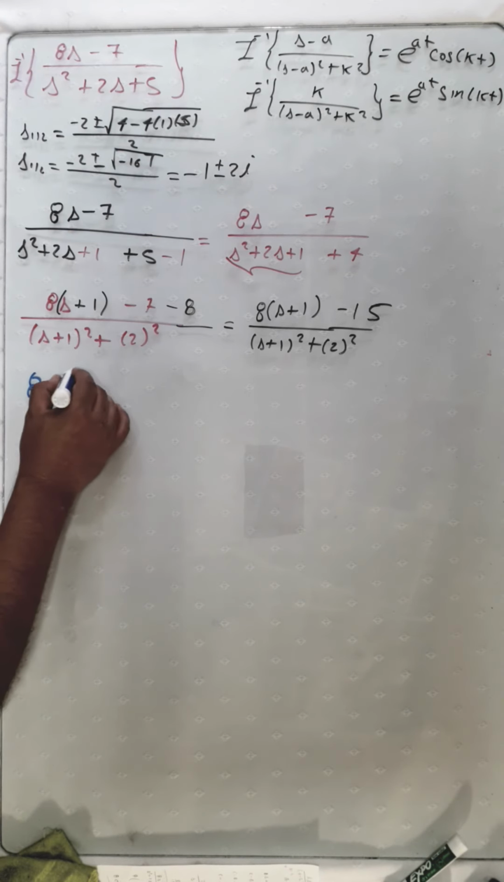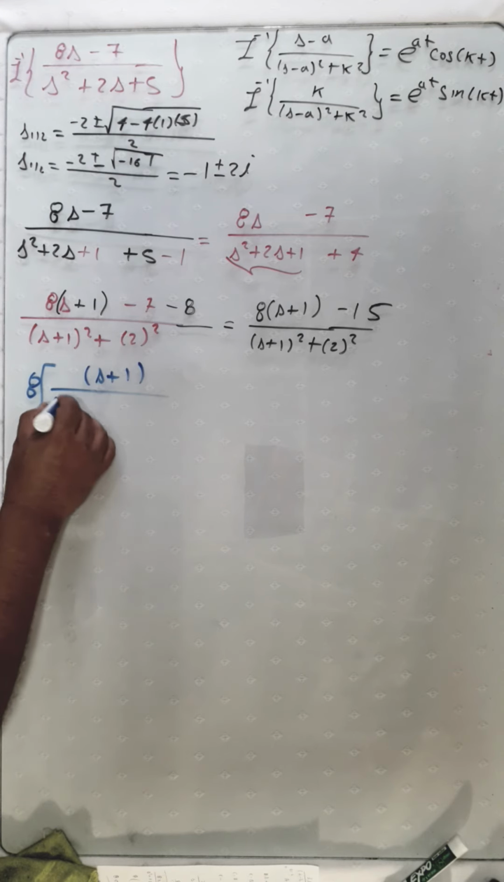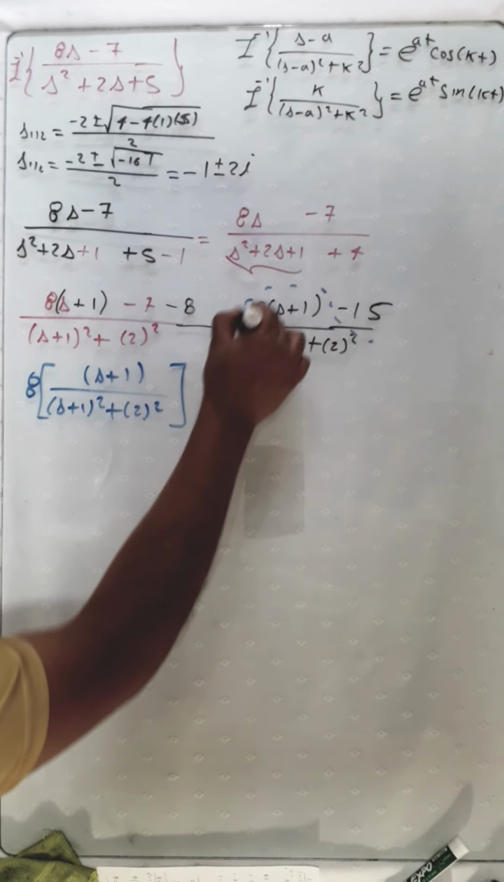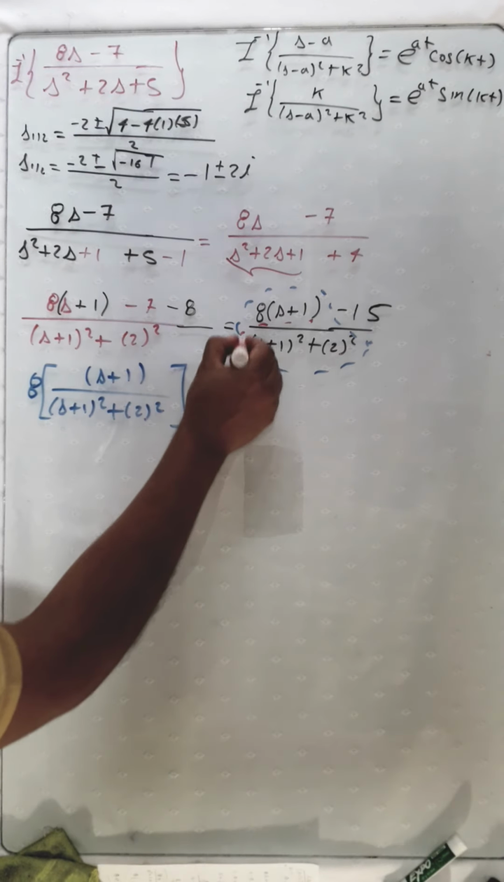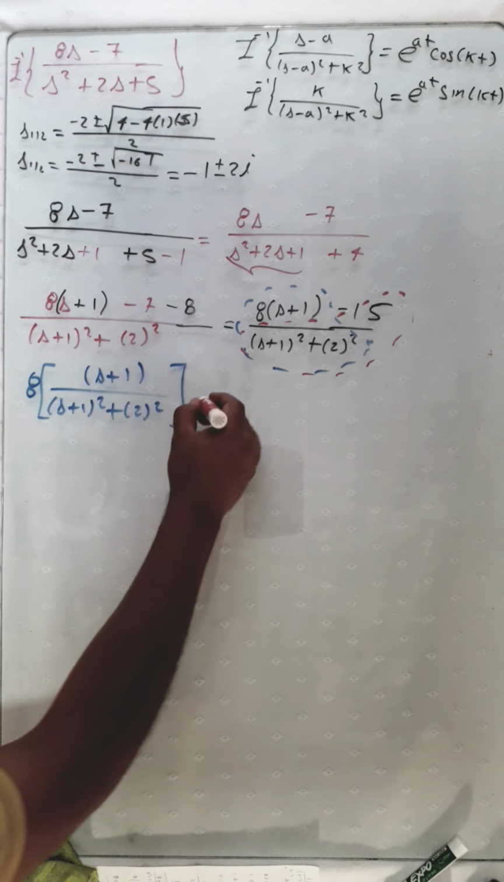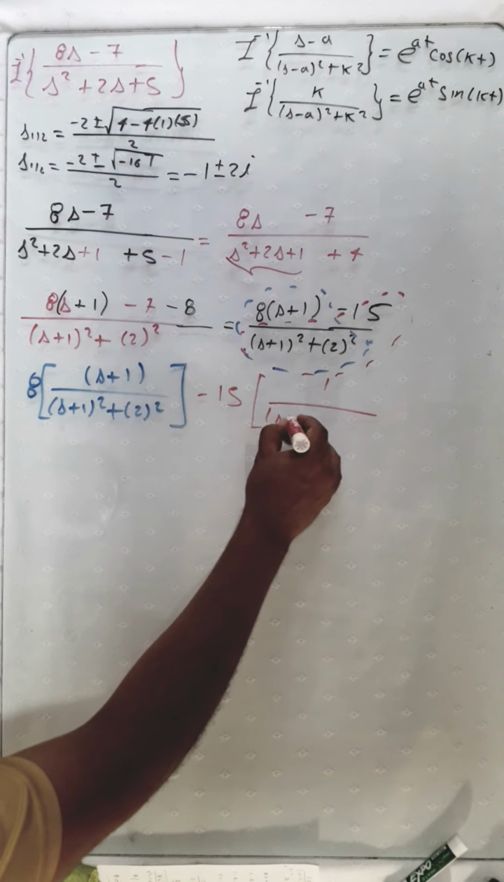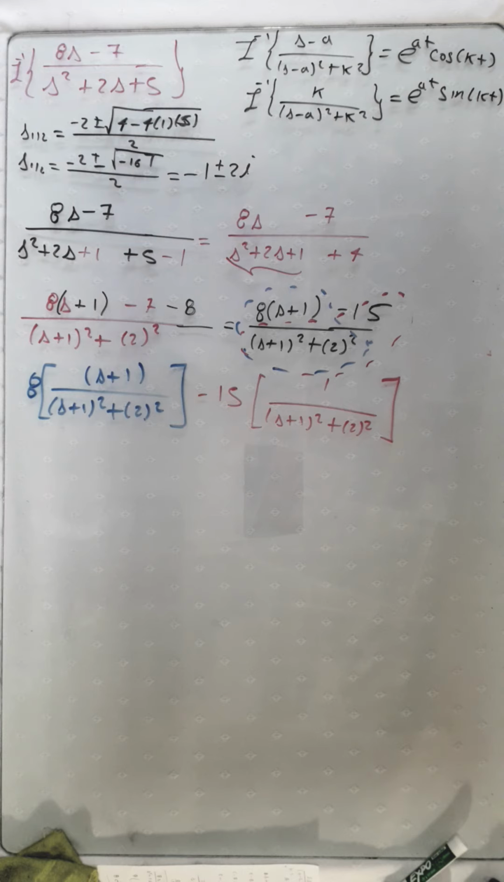8 times s plus 1 over s plus 1 squared plus 2 squared, and that is for this. And then the next one is for this, minus 15, and then 1 over s plus 1 squared plus 2 squared. Okay, so now check. Do we have the same shape as in the formulas? Yes, for this is s plus 1, well here s minus a and s minus a.